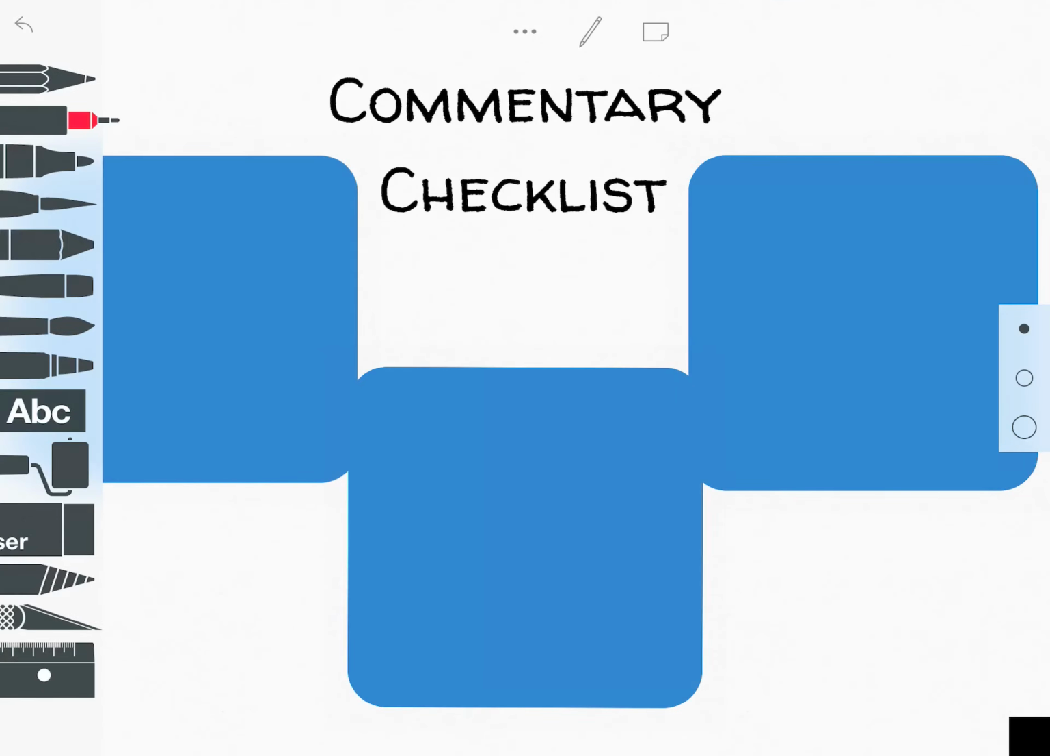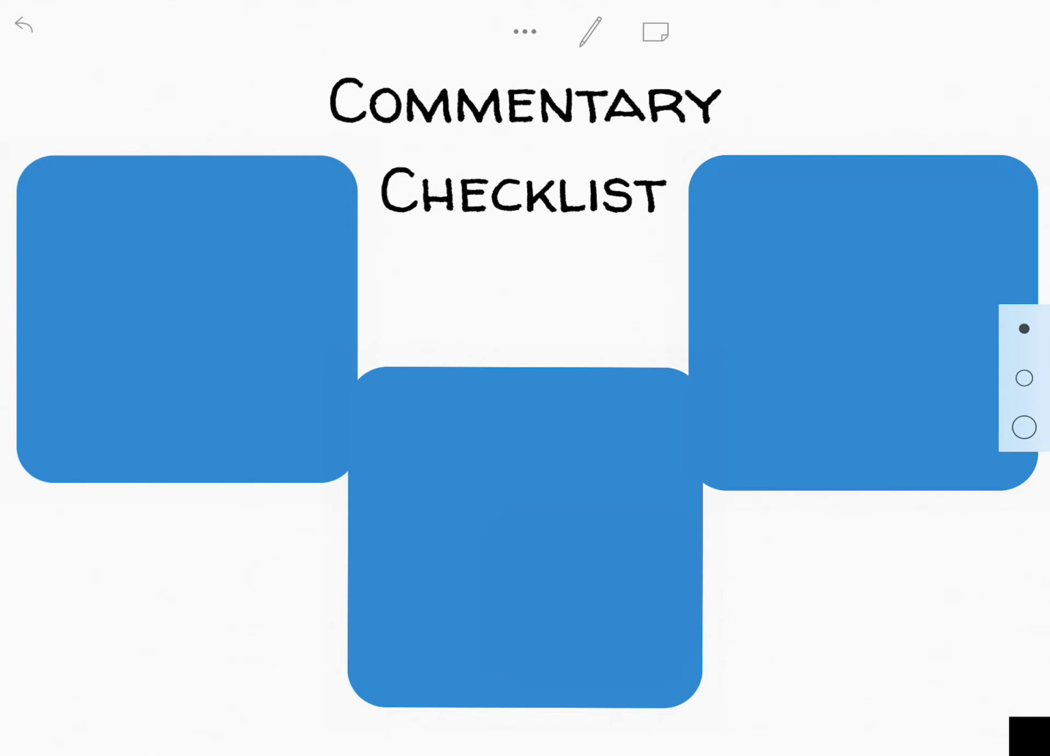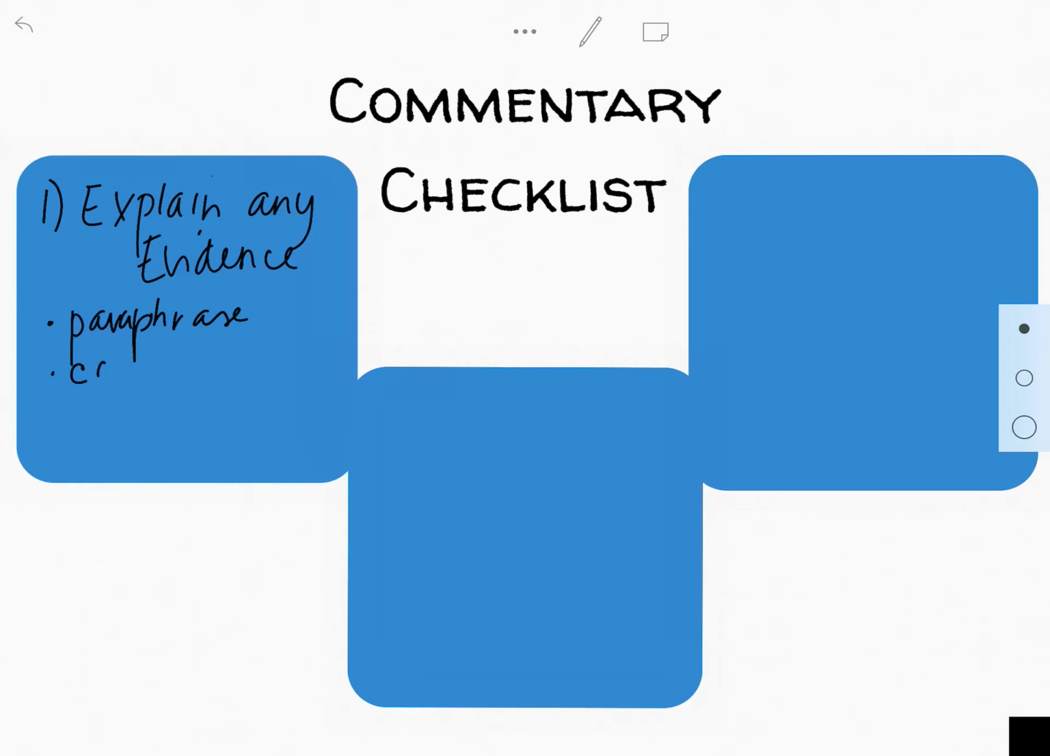So to kind of review what we just went over, there's a pretty basic checklist you can use when you are developing rich commentary. And the first one is to explain any evidence. So in this situation, if you are looking at a really difficult, oddly worded rhetorical analysis, you might need to paraphrase what the author was saying for clarity purposes, right? You might need to provide context. If you are pulling a quote from a synthesis source, but standing alone it doesn't really make sense, you might need to provide a little bit of context from that source to bolster it.